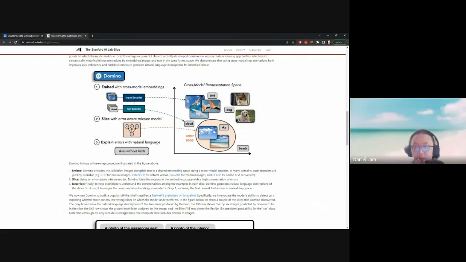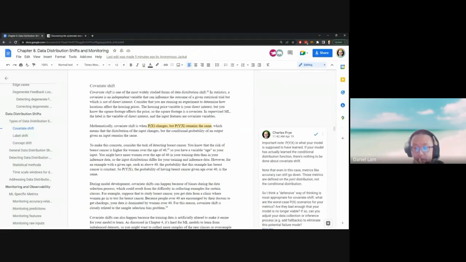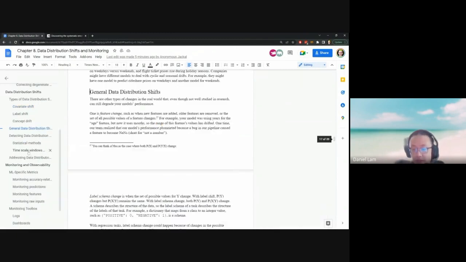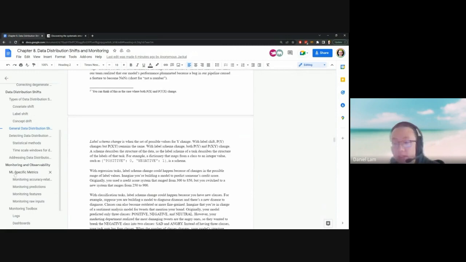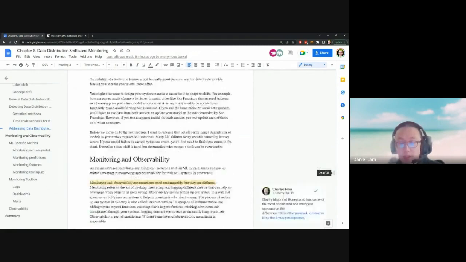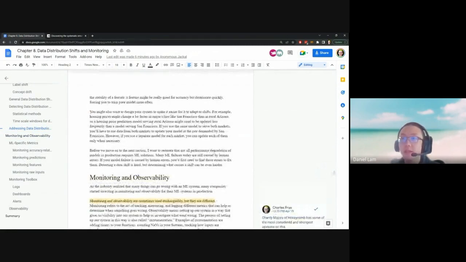Speaking of volatility, if you go back to the chapter, I have a couple of comments. There was a part in the data distribution shifts section where it talks about app ranking, where an app's rank may change between 1 and 100. I think it's on page 27 or something. It's right before monitoring and observability. It's actually the top paragraph.